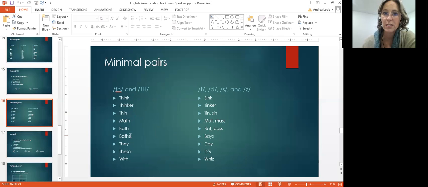Bathe. This is a voiced th. It takes effort. If it feels effortful, you're probably doing it right. Look in the mirror and watch where your tongue is. Bathe, bathe. Listen to how that also sounds different from bath, bath, bathe. It's uncomfortable. They, day. These, D's. With, whiz.